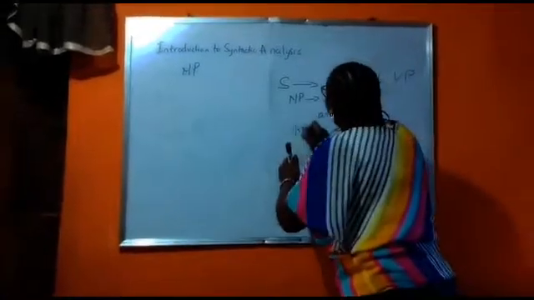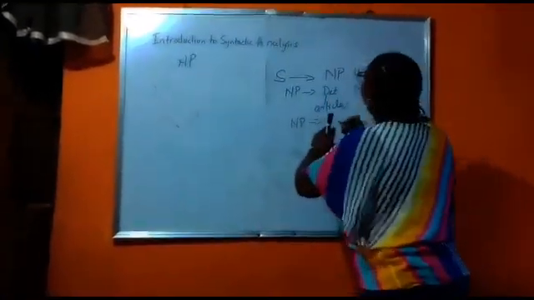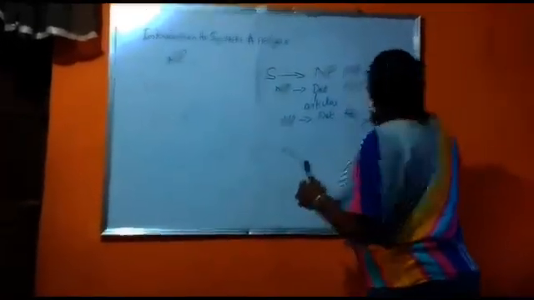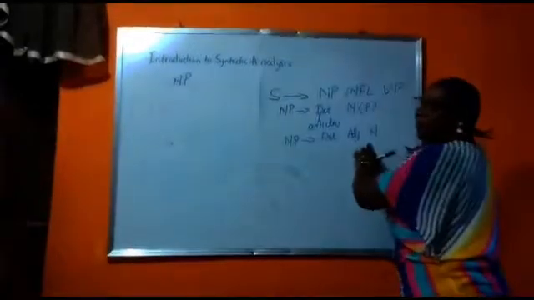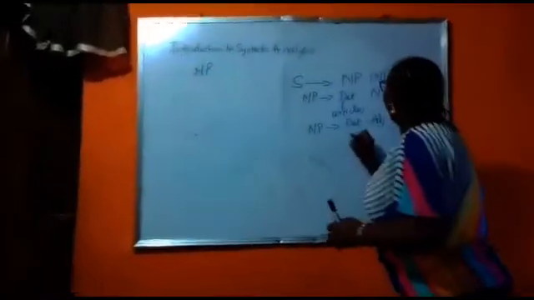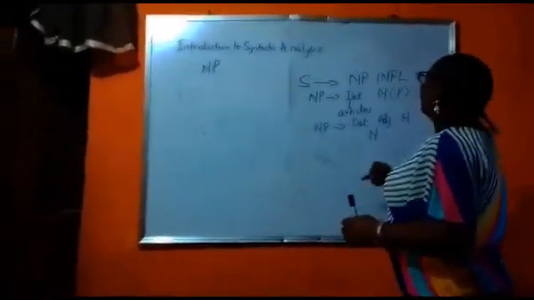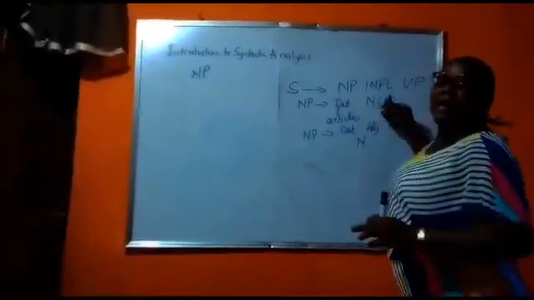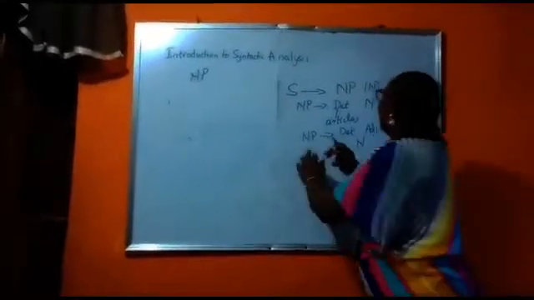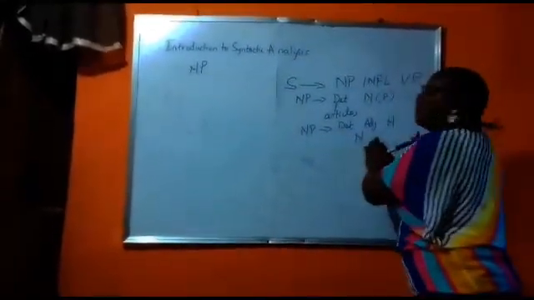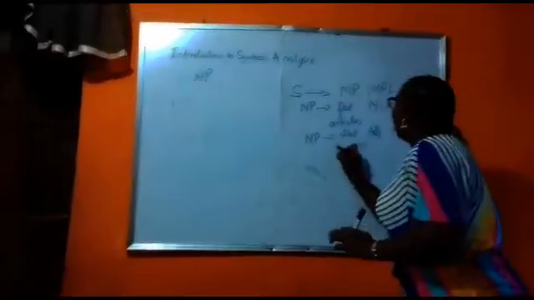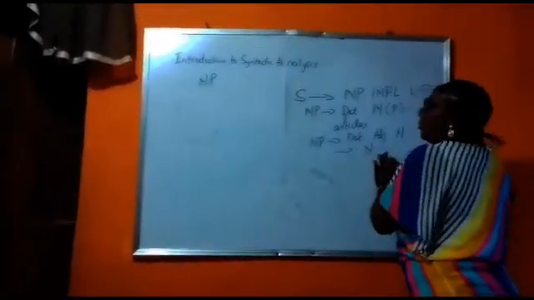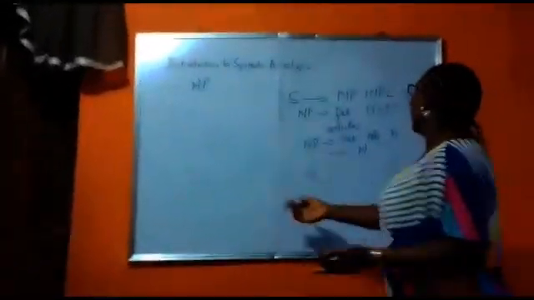Now, the NP can also break into determinant, adjectives, and then the noun. Alright? It could be just the N. It could be determinant and the noun. Then the noun, I said, could be a pronoun. Then it could be determinant, adjectives, and noun. Now, it could just be this N as we have it here. Now, I will tell you how it can further break up when we start doing the analysis.